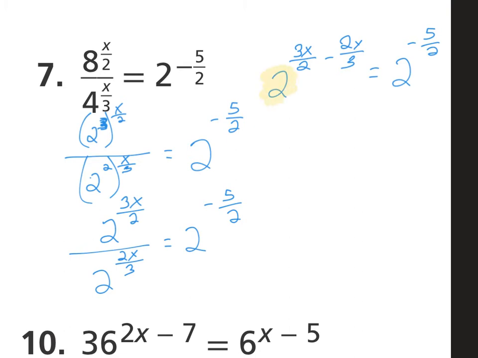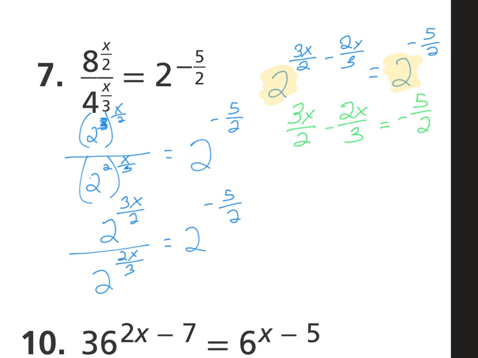I'm going to go ahead at this point. I have the same bases. I'm going to set my exponents equal to each other. So I have, let's undo that. Sorry, guys. I have 3x over 2 minus 2x over 3 equals negative 5 over 2.